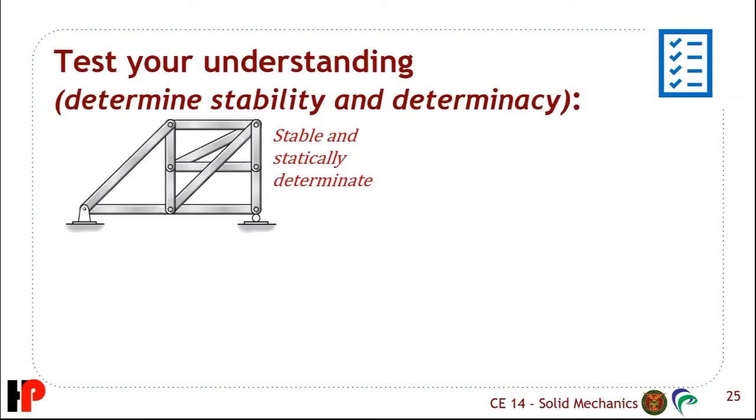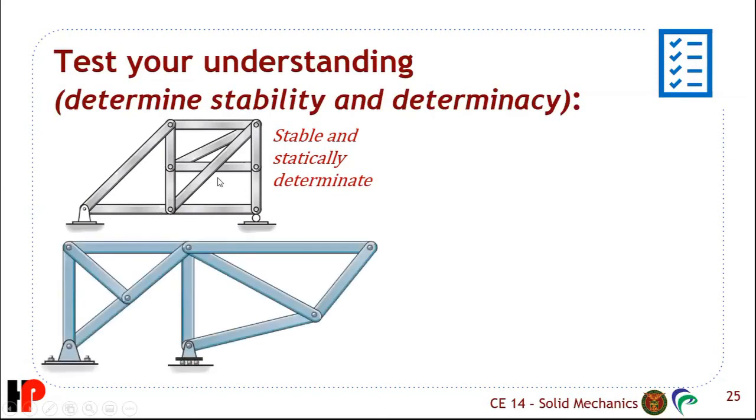So if you count your m plus r and compare it to 2j, so they are equal. Now some of you might think that this is unstable because of this rectangular part, that's a likod. That is stabilized by this member right here. So without this member, this part would be unstable. But because of this member, stable na siya. Okay? Next truss.